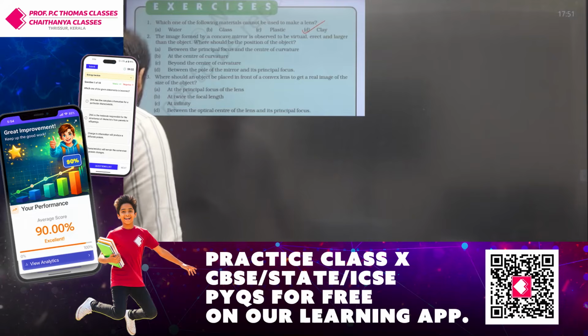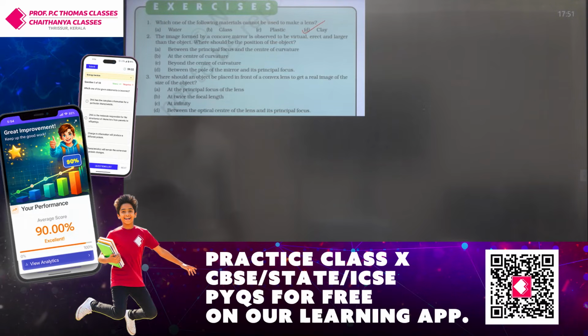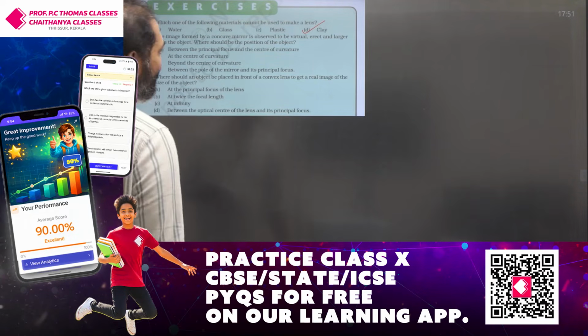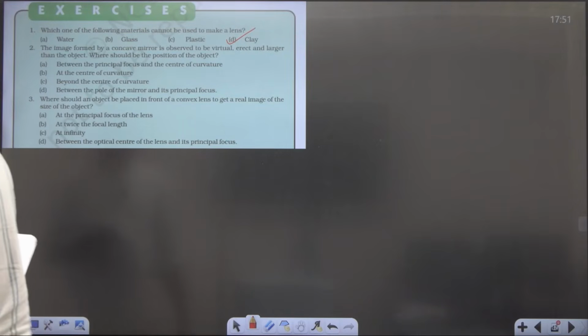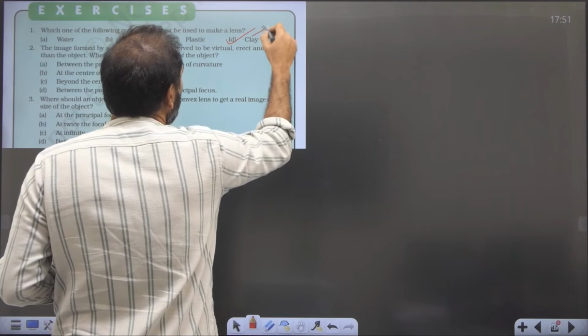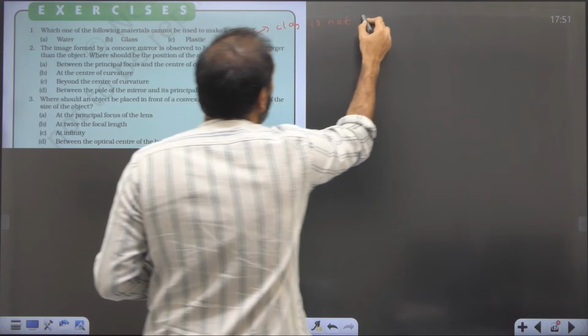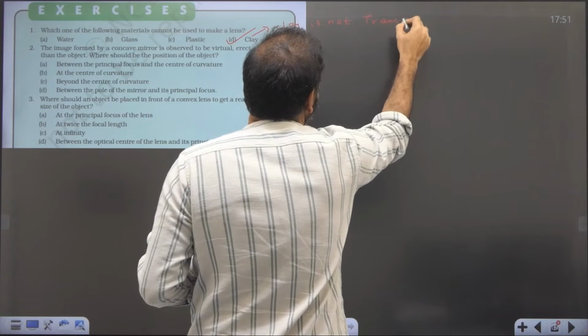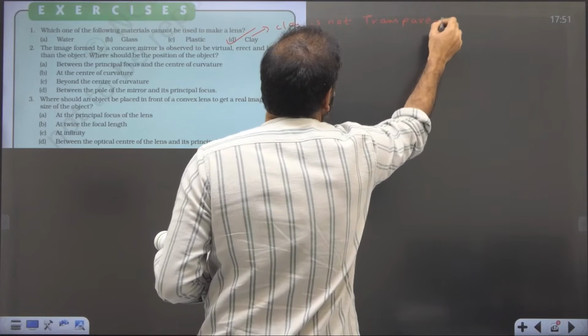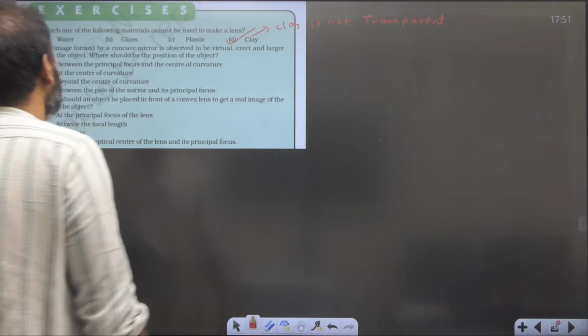So D is the answer. Which of the following materials cannot be used to make a lens? Clay. Clay cannot be used as a lens. Why? Because clay is not transparent. So we shouldn't be using clay, because clay is not transparent.